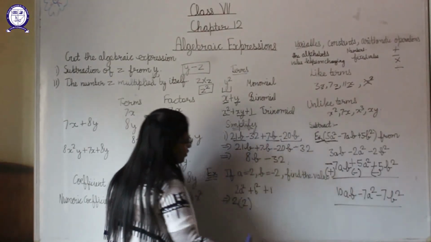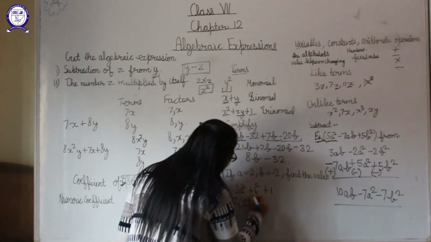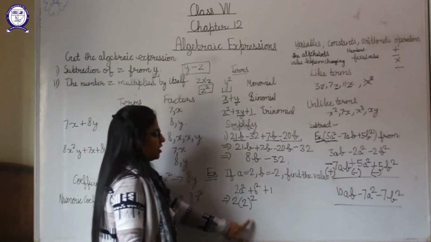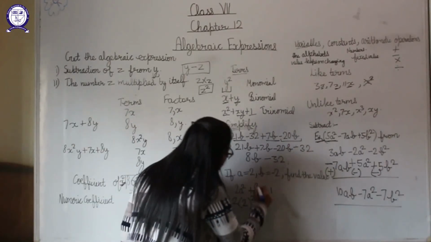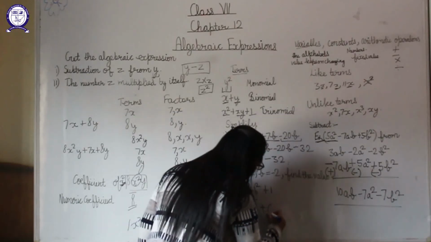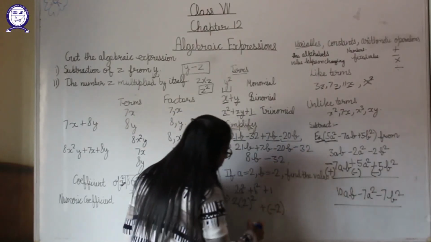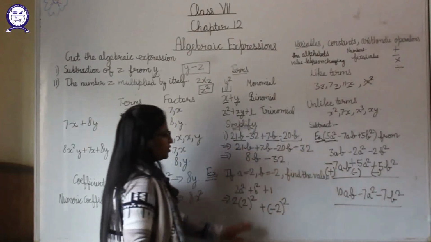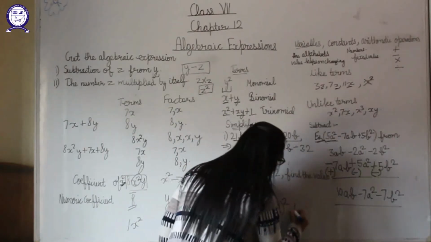So for this, 2, then in place of a I am writing here 2, because the value of a is 2, and a square is here, so 2 square should be there. Then plus sign is there, then b square, so b will be minus 2, so I am writing here minus 2 and then its square, so minus 2 square, then plus 1 is here.